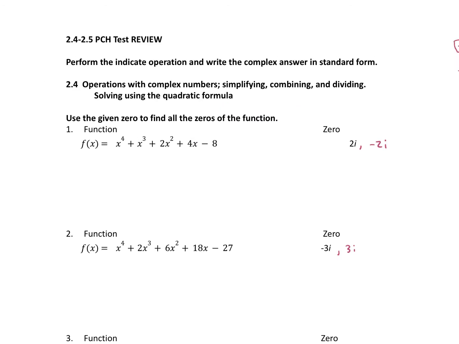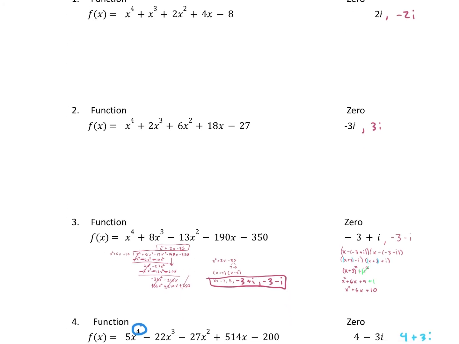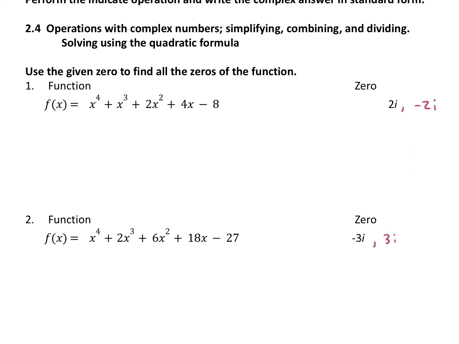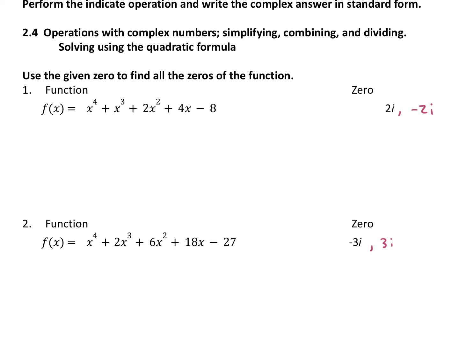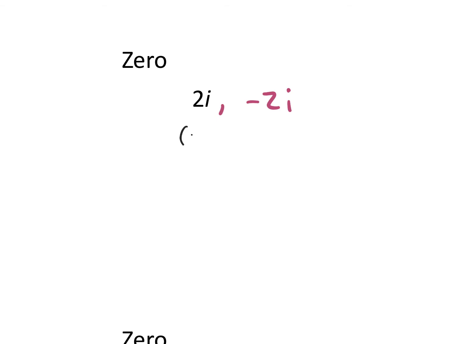So for number 1, what's my missing zero? Oh, number 2? Negative 2. So negative 2i. So then I have to put it in factored form. So I have x minus 2i first, and then x plus 2i. Doesn't really matter the order, but what do I do next? You multiply the first one and then the last one.